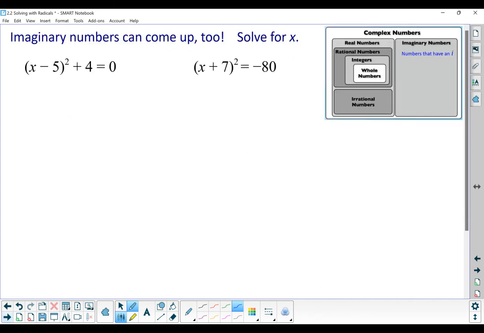Okay, in these sorts of equations, imaginary numbers can come up too. So we're going to solve these two equations for x. Remember, our strategy is that we isolate the square and then we apply the square root. So I'm going to start by subtracting 4.